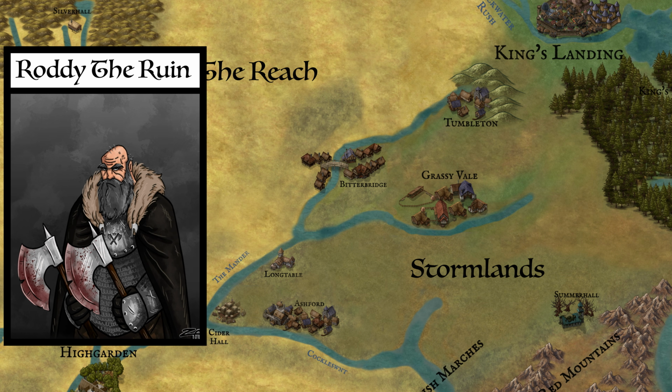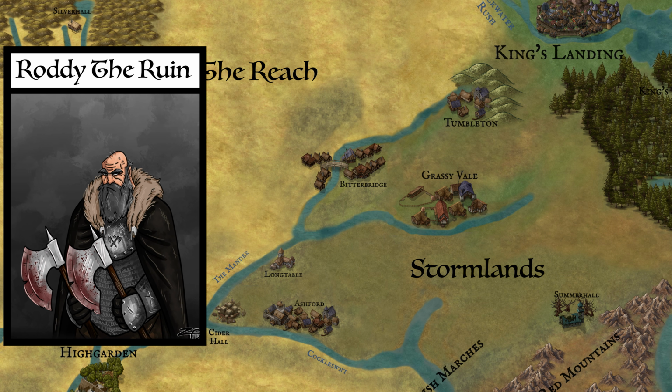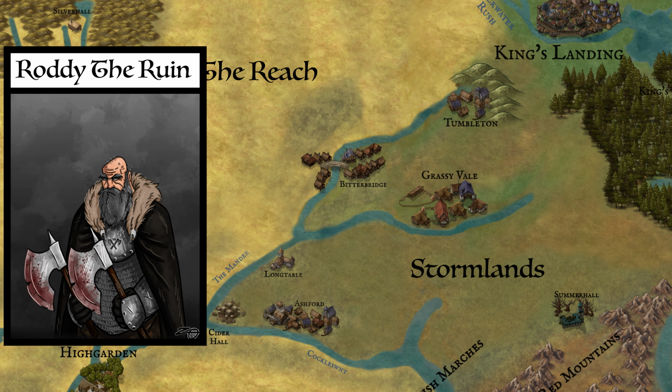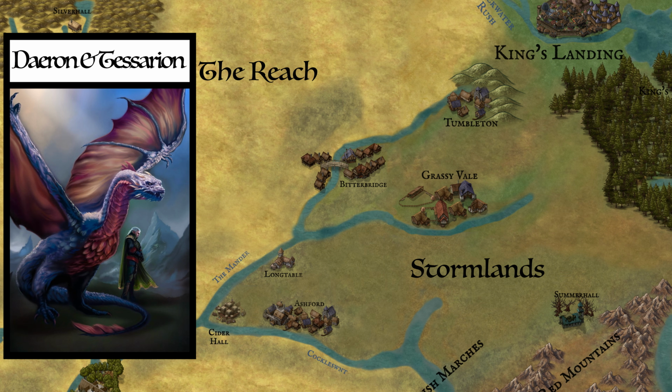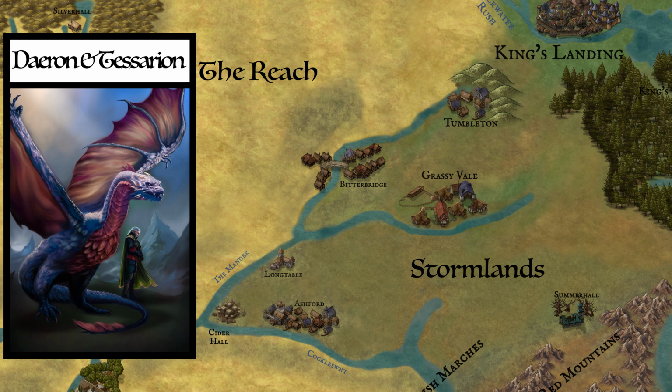The arrival of Prince Daeron Targaryen on Tessarion did not immediately dishearten the defenders, as the dragon was smaller than both Vermithor and Silverwing. With the Hightower commanders dead, many believed victory would soon be at hand. That hope proved disastrously misplaced.